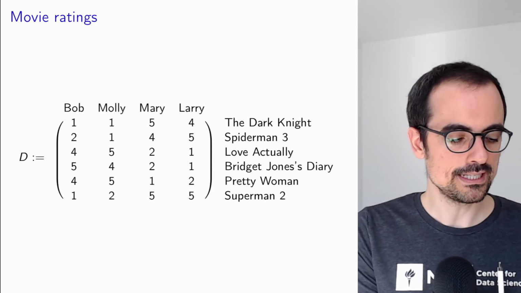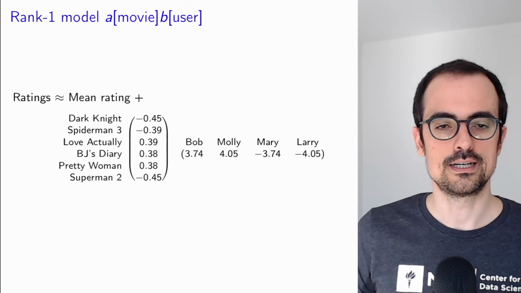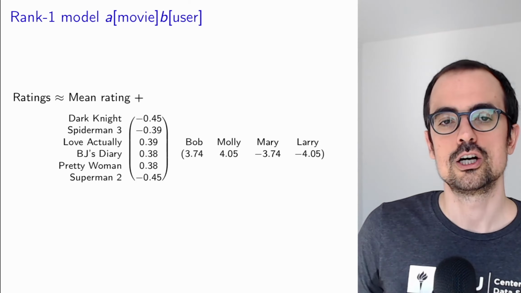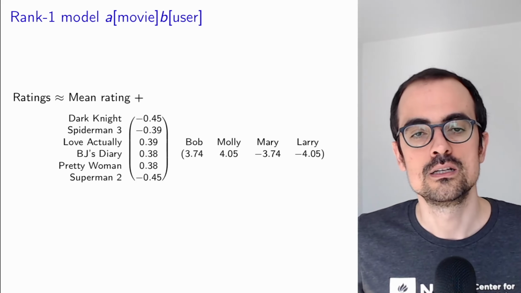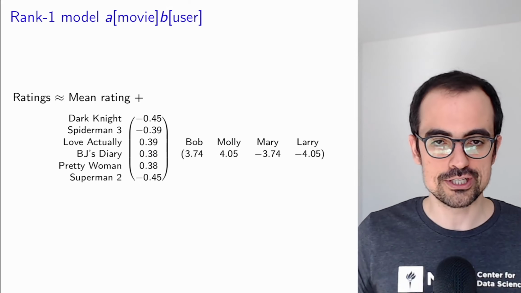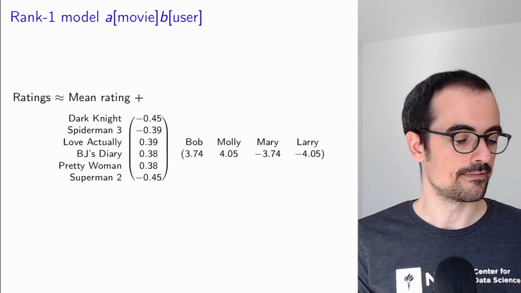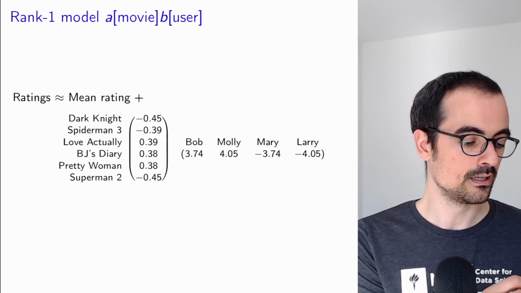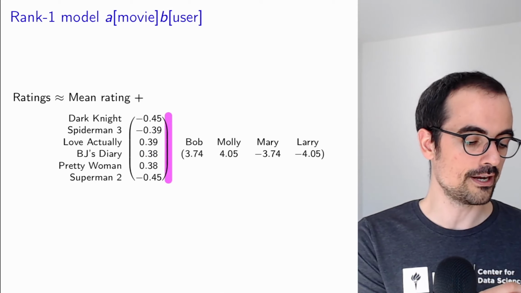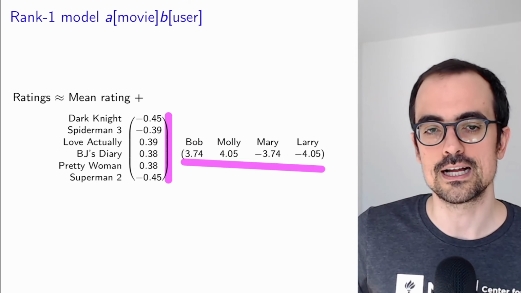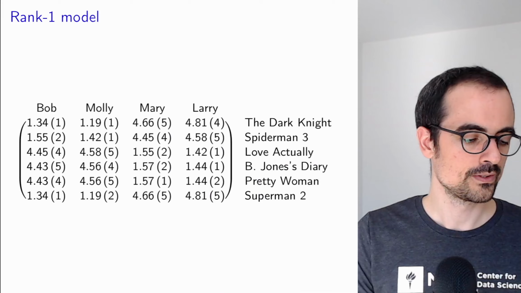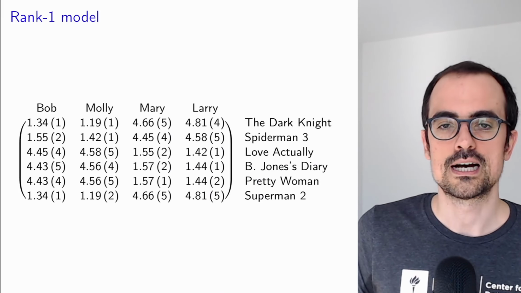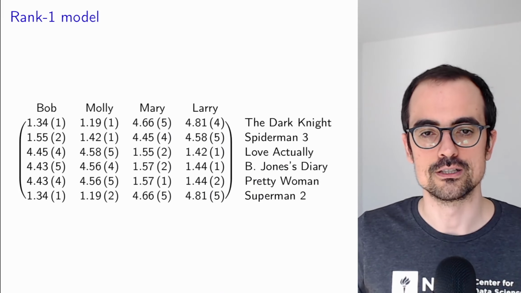These are the movie ratings. This rank 1 model that I originally showed you is obtained exactly by truncating the SVD and just preserving the largest singular value. This is the left singular vector, and here I have multiplied the first singular value by the first right singular vector. And this gives you a reasonable approximation of the original matrix.